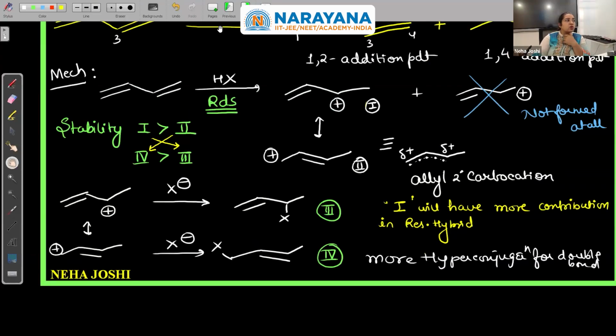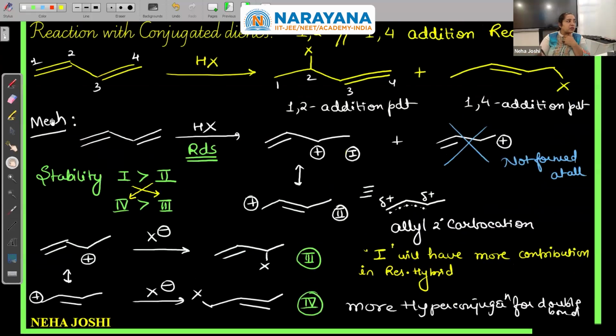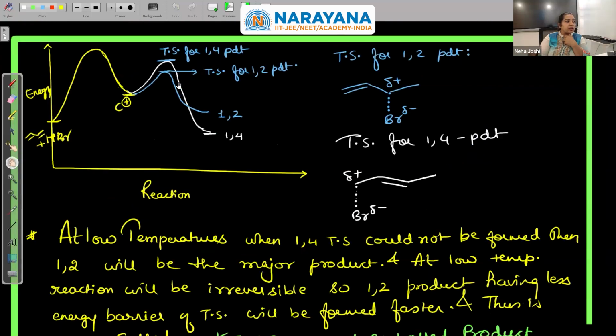Okay. So what happens? See, the first step is the same. Now the transition state for the 1,4 product has a high barrier, but the product is stable. The transition state for 1,2 has a lower barrier, but an unstable product. See, the transition states look like this.